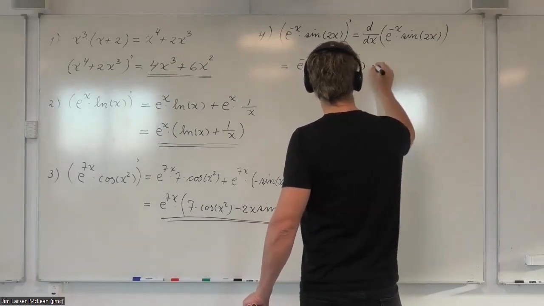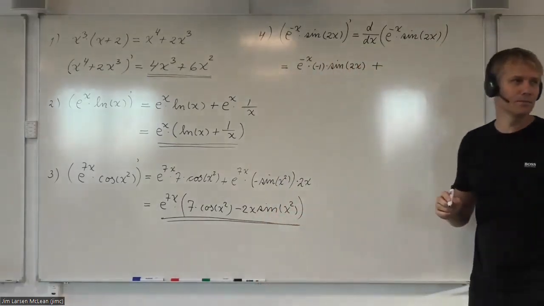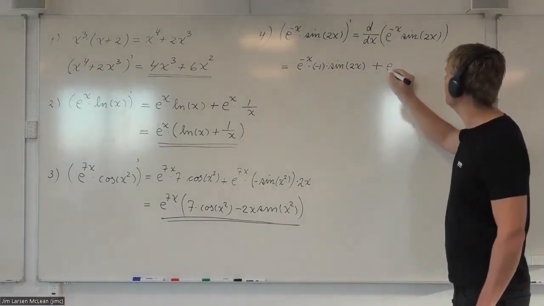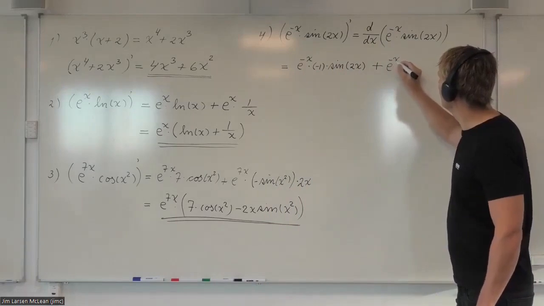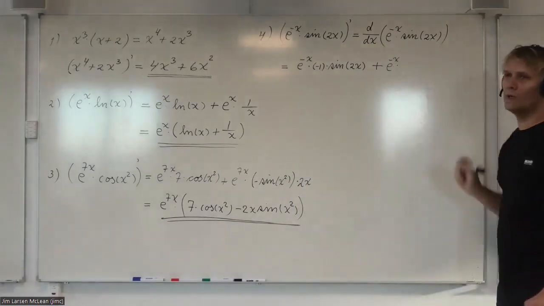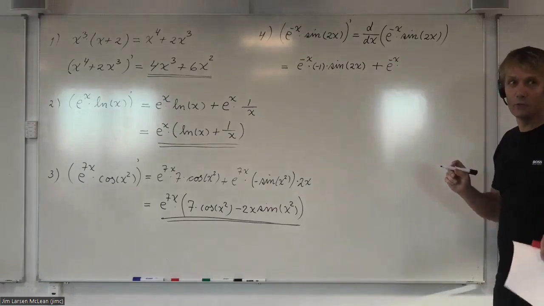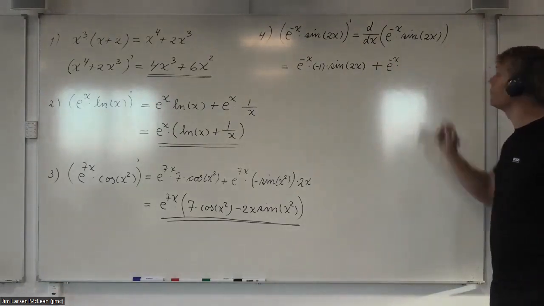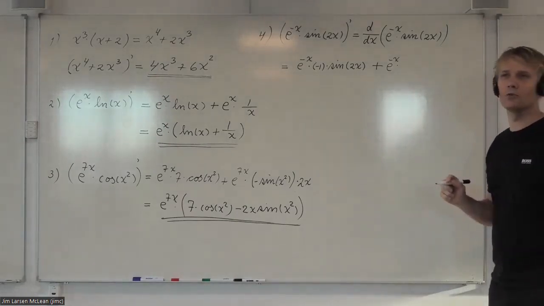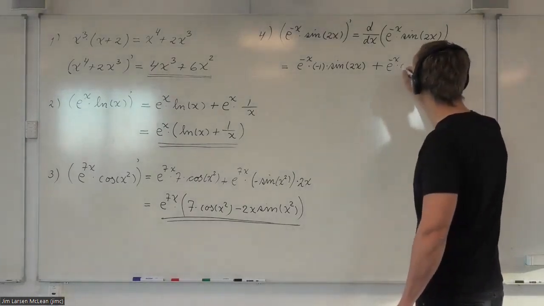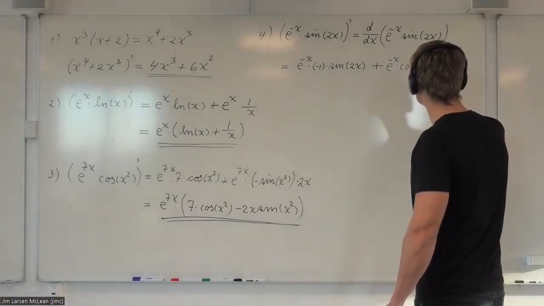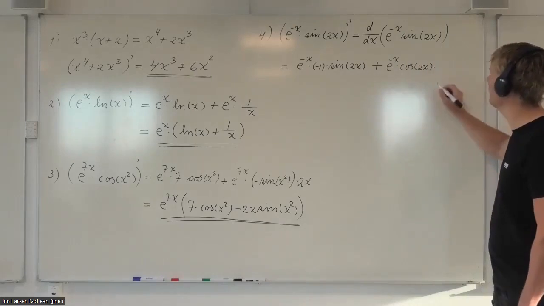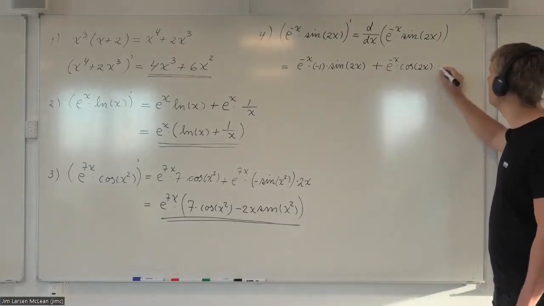Then I write the plus, because that's what the product rule says I should do. Then I take the first factor untouched. So I just copy e to the minus x. And I multiply that now by sine of 2x differentiated with respect to x. So what can I say? Sine of 2x differentiated with respect to 2x gives cosine. But I wasn't supposed to differentiate with respect to 2x. I was supposed to differentiate with respect to x. So I just need to remember what 2x differentiated gives.